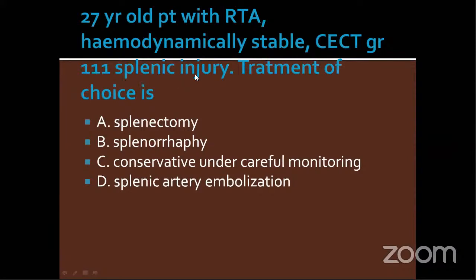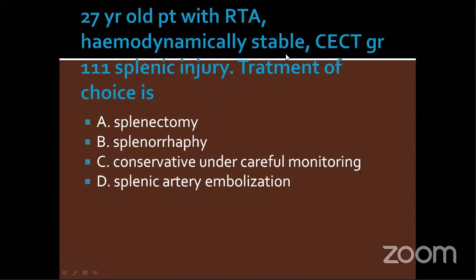So less than 10 centimeters hematoma or laceration. The treatment of choice need not be splenectomy. TAE is also not advised. The patient can be safely managed conservatively under careful monitoring. Why not splenic artery embolization? Why can't you think of this? Because it is a non-progressive injury.